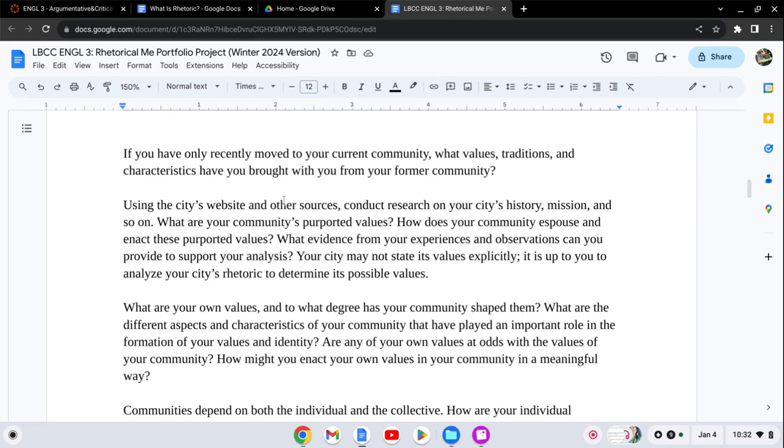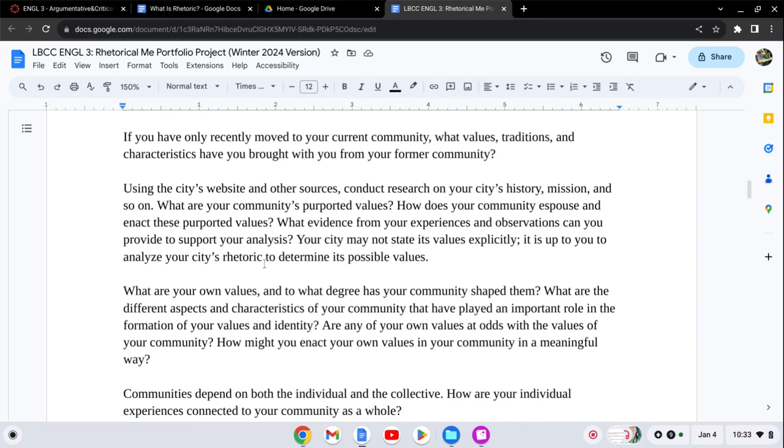Now, if you haven't just moved to your community, if you've been there for a long time, then this doesn't necessarily pertain to you. Using the city's website and other sources, conduct research on your city's history, mission, and so on. What are your community's purported values? How does your community espouse and enact these purported values? What evidence from your experiences and observations can you provide to support your analysis? Your city may not state its values explicitly. It is up to you to analyze your city's rhetoric to determine its possible values.